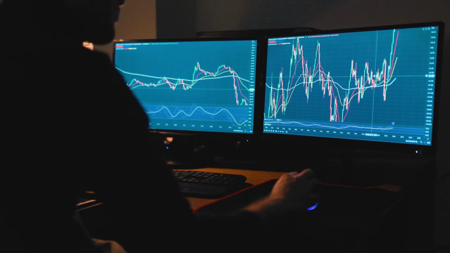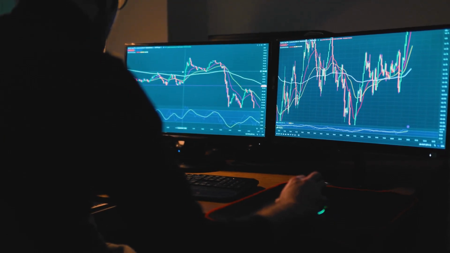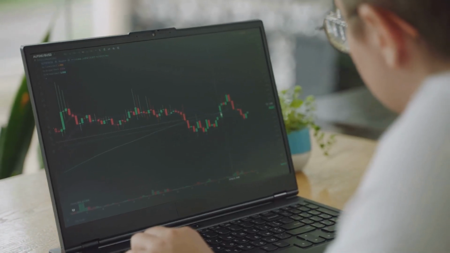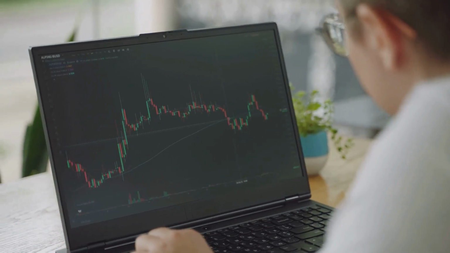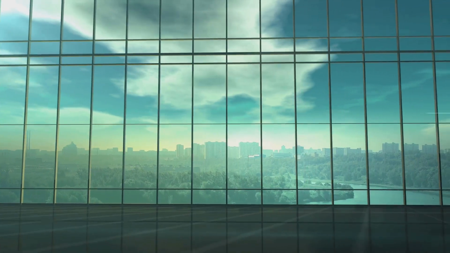Technical analysis, or TA, is a tool used by traders to analyze financial markets. It involves studying historical price movements to identify patterns and trends. TA can be applied to various assets, including stocks, forex, and cryptocurrencies.